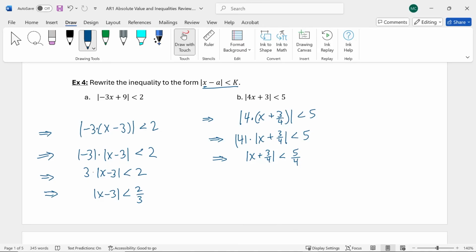And the only thing I've got left to do is I want to make sure that this middle expression is a minus here. So we're going to rewrite this as the absolute value of x minus negative 3/4 less than 5/4.